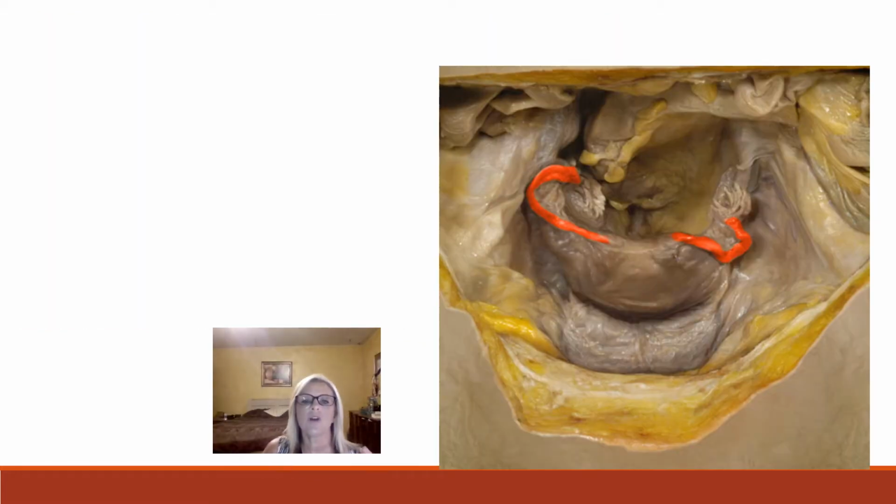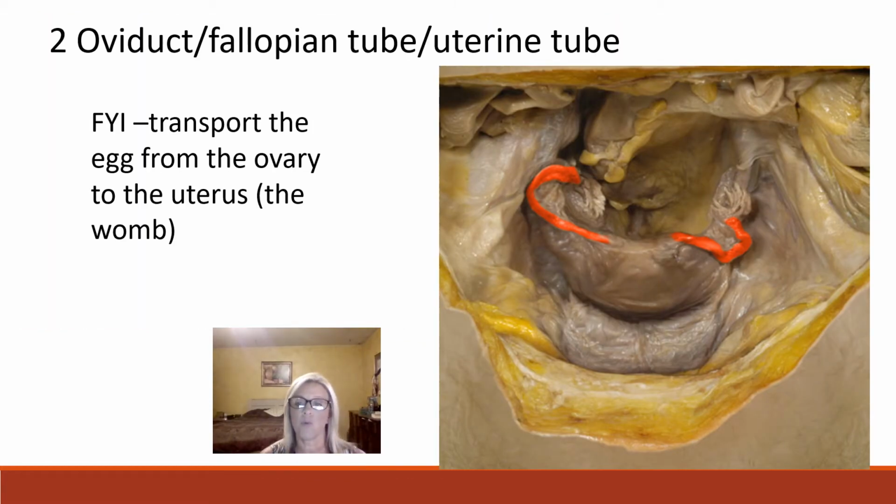All right, so you may have heard of fallopian tube before, or you know that you have tubes, right? And so these can be called oviduct, fallopian tube, or uterine tube. Any of those three are acceptable. And these are tubes that stretch from the uterus to the ovaries. And of course, the function here is to transport that egg from the ovaries to the uterus, which is what we commonly call the womb.